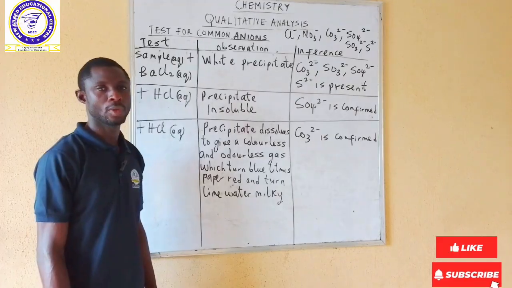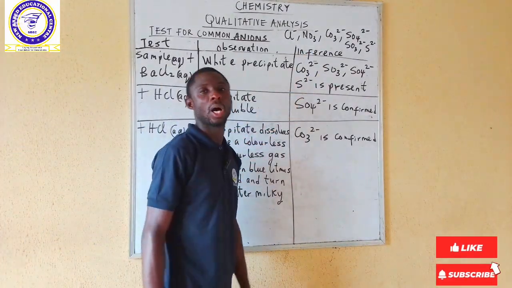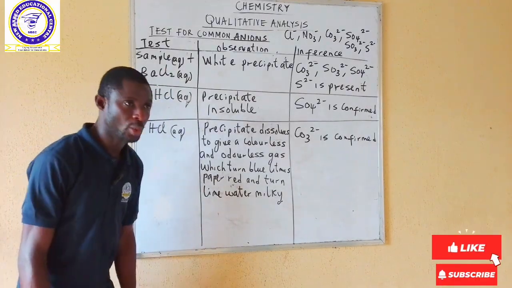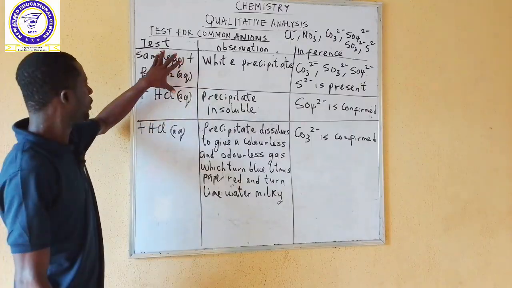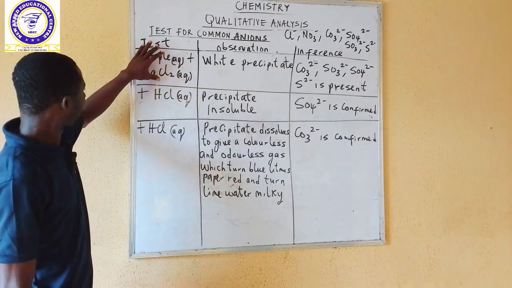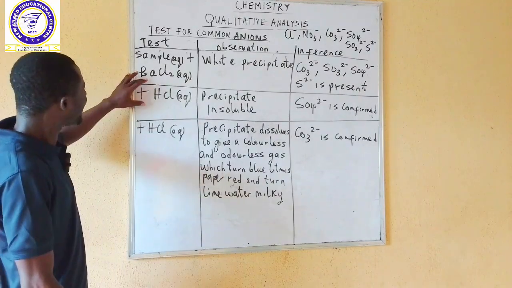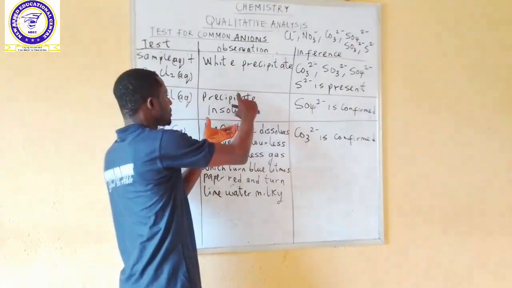But when you want to begin to differentiate between these four anions that behave the same way in barium chloride, they will ask you to add HCl. When you now add HCl to this sample that you have added barium chloride to, and they are giving you a white precipitate, you now add HCl to the sample, and your white precipitate still remains insoluble.